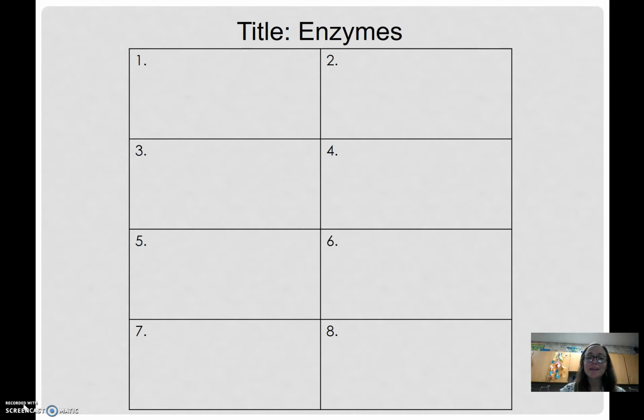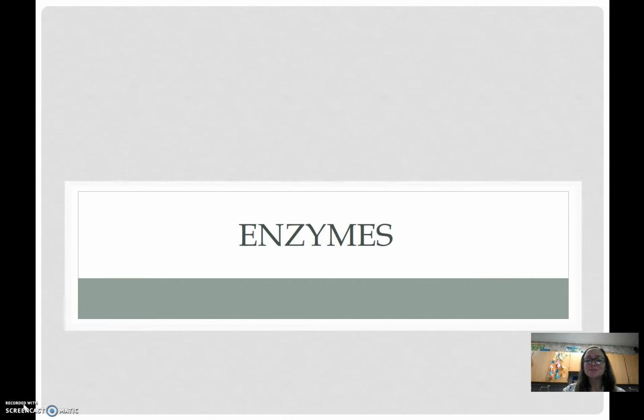So let's go ahead and make 8 boxes. Now, if you're using a composition book, you will want to make your boxes in your book. Or if you don't have it yet, then make it small enough to be able to fit in your book. Okay. We will watch the intro here through Edpuzzle and answer in these boxes. And then in class, we'll continue them. Okay, so here we go.